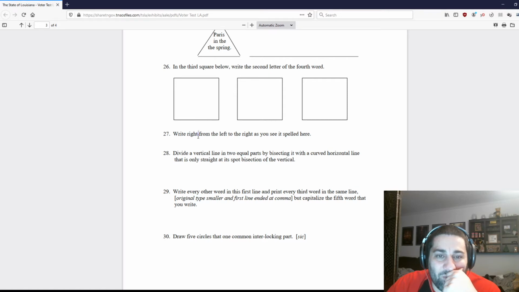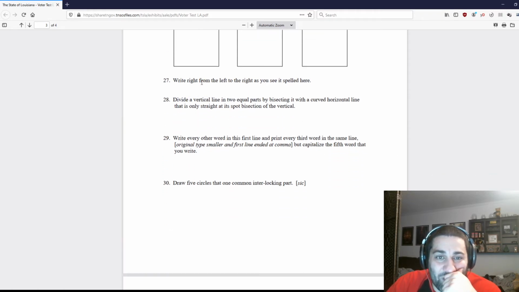Right, right. Okay, write the word right from left to right as you see. Okay, I'm actually writing it normally. That's what I'm confused about. So I'm writing right just normally, left to right. Okay, got it. So I just put the word right, that's it.